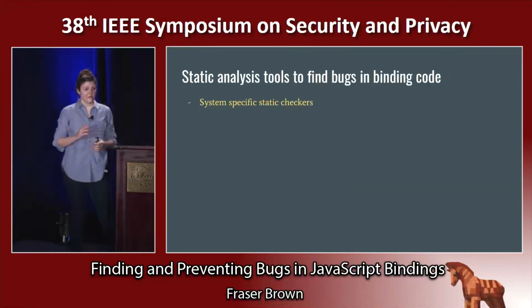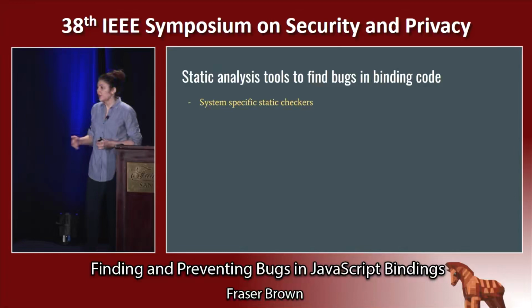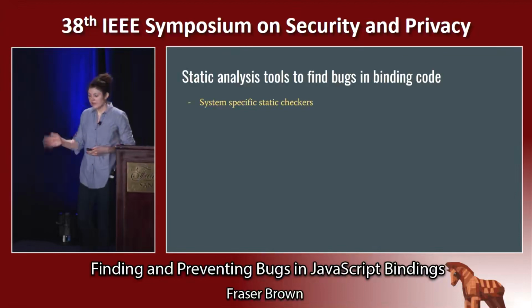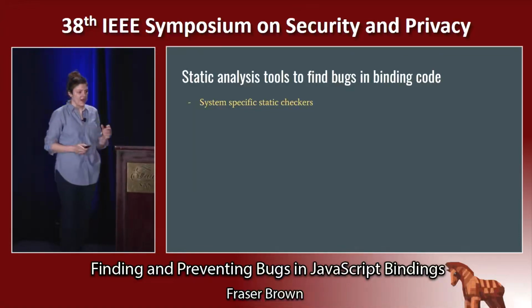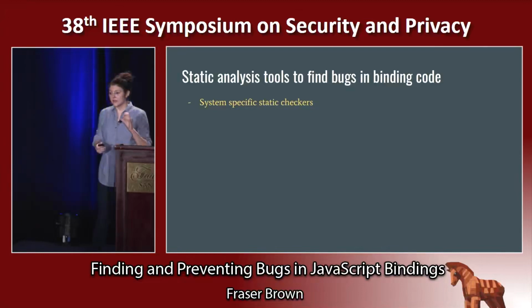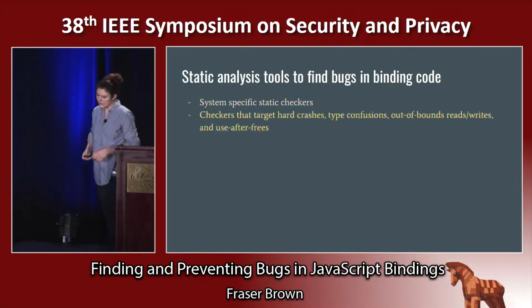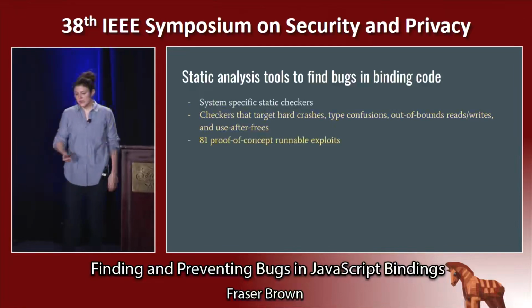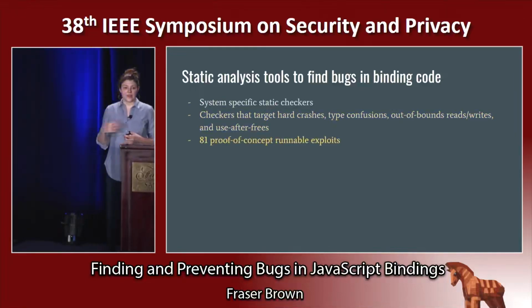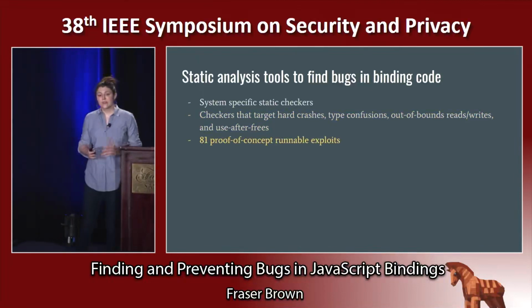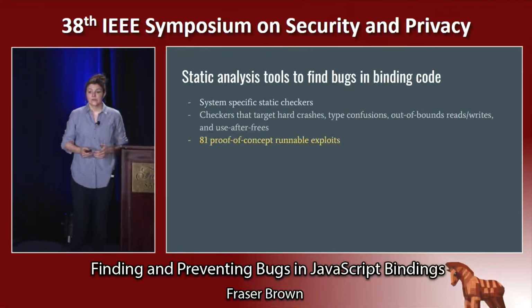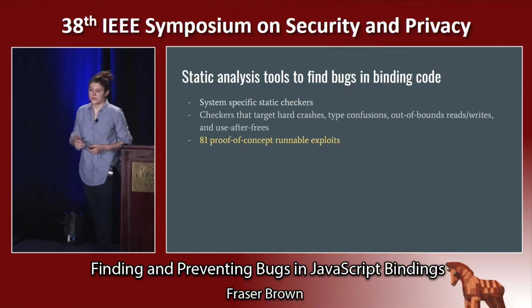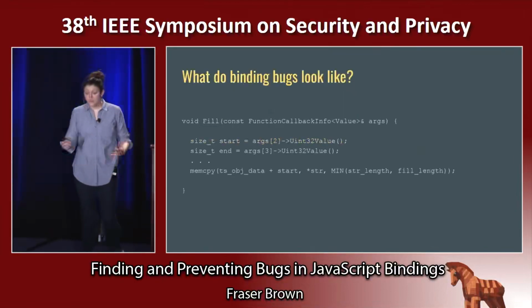Our checkers are system-specific as opposed to language-specific. So a language-specific static checker, for example, will look for null pointer dereferences in all C source code. It works on all source code in the language. These checkers only work on PDFium or Node, and they look for patterns that we've identified in binding code that lead to violations of JavaScript safety. We wrote checkers for 5 different kinds of bugs, and we validated these bugs by writing 81 proof-of-concept exploits. Most of these were for hard crashes in Node, but some of them were for more serious, like memory-related errors in PDFium. Now, what do these bugs look like?